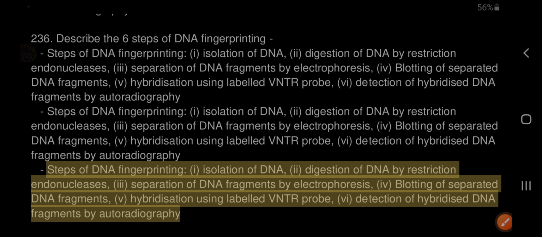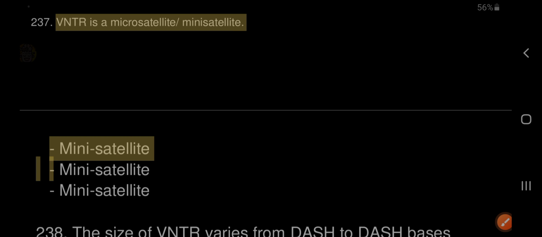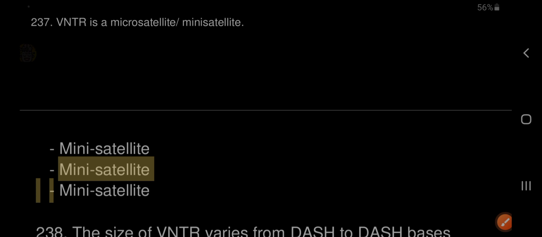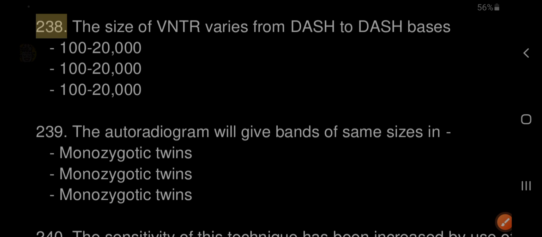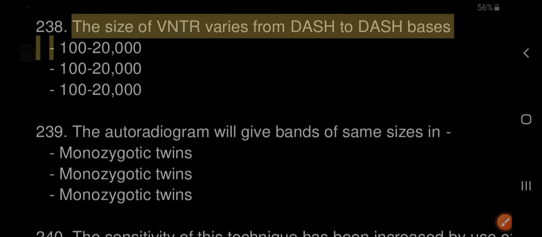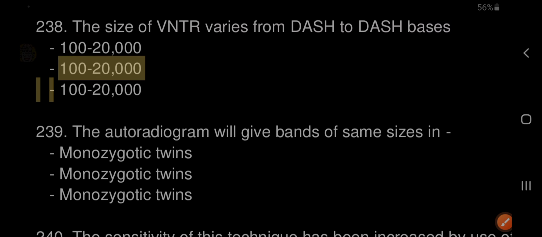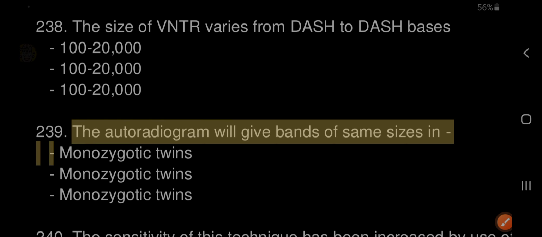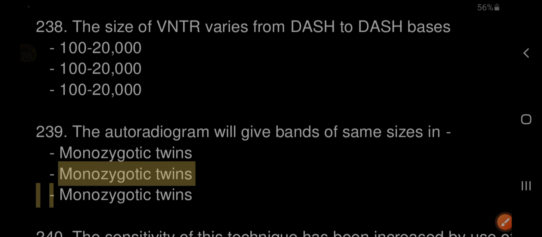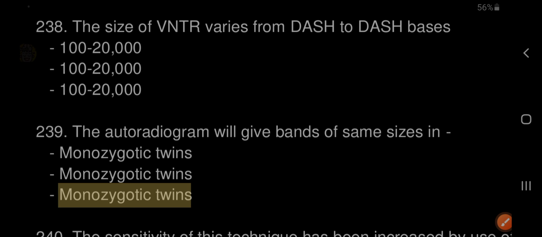237. VNTR is a minisatellite. 238. The size of VNTR varies from dash to dash bases. 120,000. 239. The autoradiogram will give bands of same sizes in monozygotic twins. 240. The sensitivity of this technique has been increased by use of PCR.